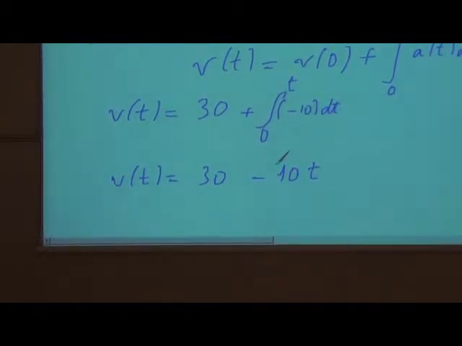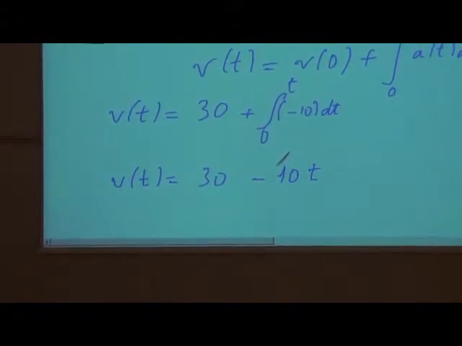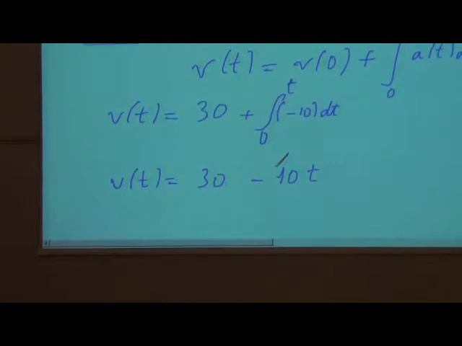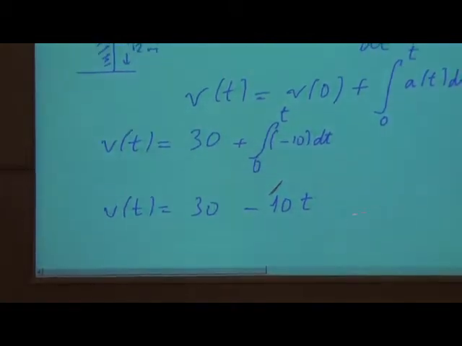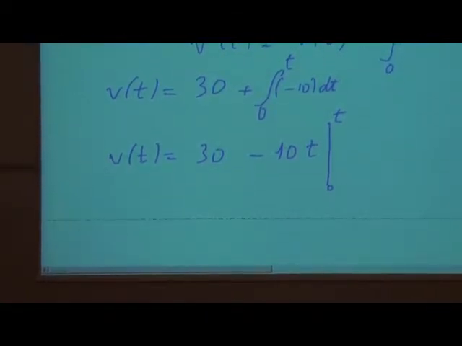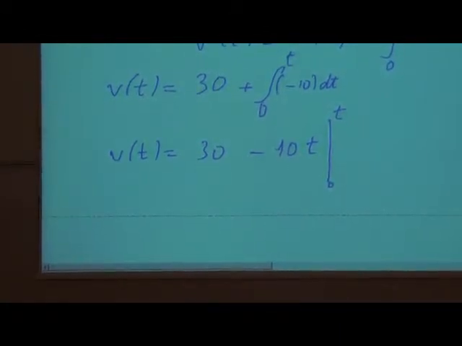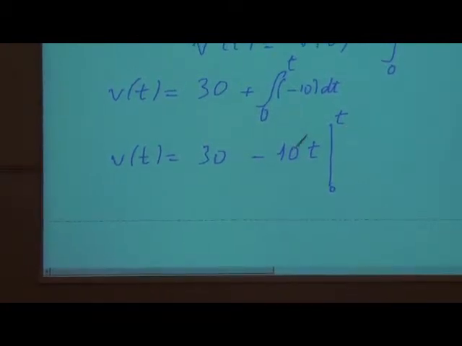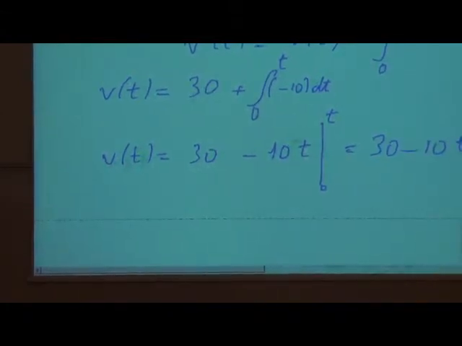And in general, if I have here t1 and t2, I have to evaluate this function at t2 and then subtract at t1. So this I denote like this. Just notation. Does anybody remember this notation? I write it in a moment. In this case, 10t at some t is just 10t. At t equals 0, 10 times 0 is 0. So the result is nothing but 30 minus 10t.